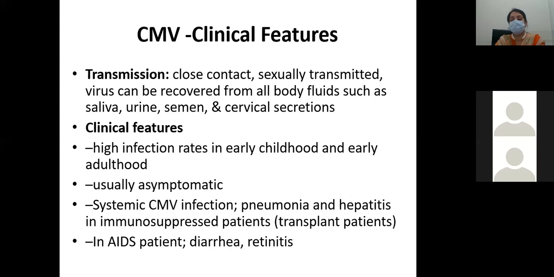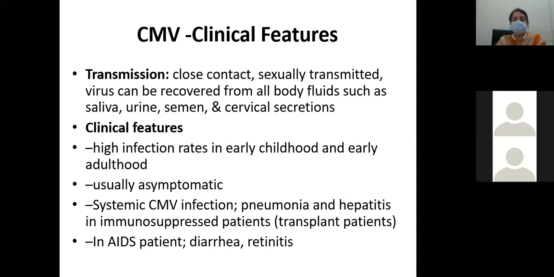Okay, so what are the clinical pictures of cytomegalovirus? First of all, we will see the mode of transmission. Transmission is through close contact and sexual transmission, and the virus can be found in all body fluids, such as urine, saliva, semen, and cervical secretion. And what are the clinical features?